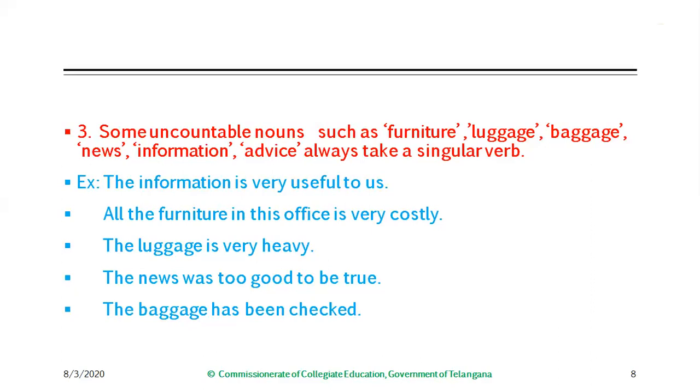And in the same way, the things that are in the bag are called the baggage. It is also singular: luggage, baggage. The news is, the information is. The information is very useful to us. The news is too good to be true. The luggage is very heavy. The furniture in the office is very costly. Here, as all these nouns are uncountable nouns, they are taken as singular nouns. So, in such a case, we have to use the singular verb.